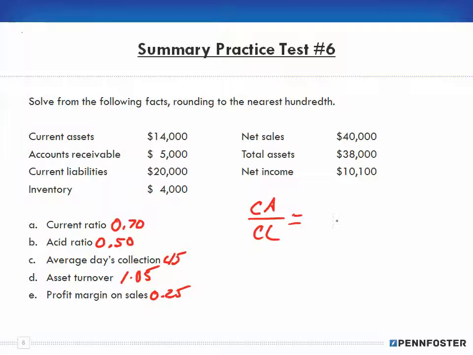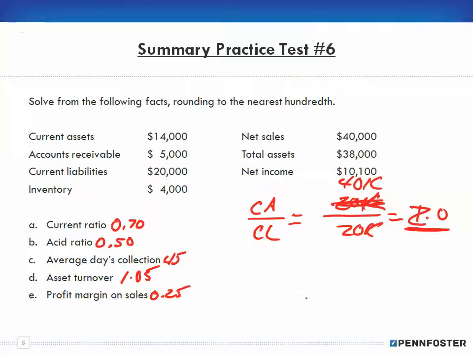Well, if I have liabilities of $20,000 that I have to pay, and I have $20,000 of current assets, that gives me a ratio of 1.0. I have just enough to cover the liabilities, and that's a good number. If this was 40,000 instead of 20,000, I'd have 2 times as many assets as liabilities. So any number that's 1.0 or above is a good number for me.